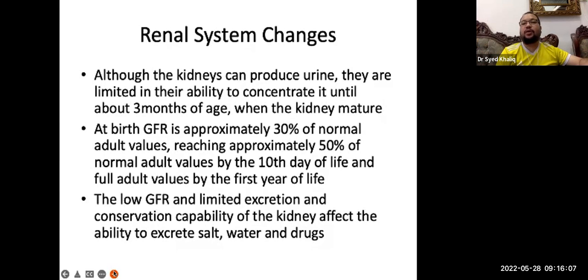Vancomycin, for example, is excreted by the kidney. So in newborn babies, in extreme premature babies, the dosage is different. Sometimes we use dosages of daily. In slightly premature baby, we use BD dosing. In term babies, we use TDS dosing. So dosing differs because of the kidney function, because of the GFR. The more premature the baby, the lower the GFR. So we need to adjust the dosage of medication according to the kidney function.